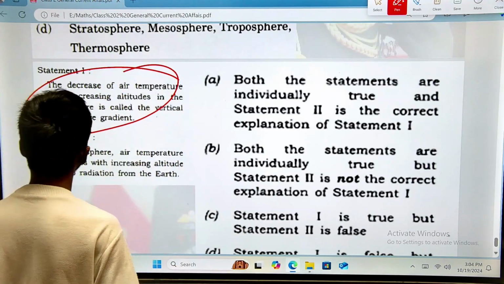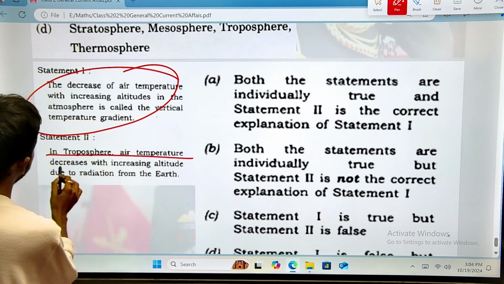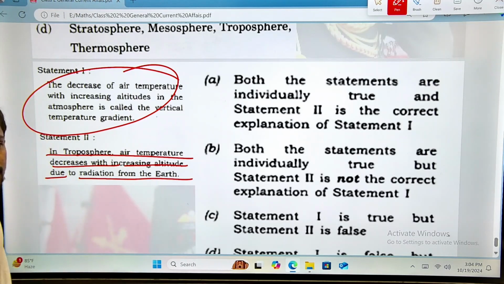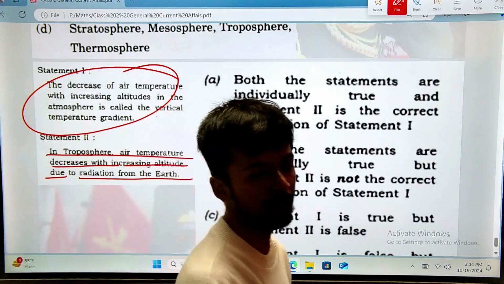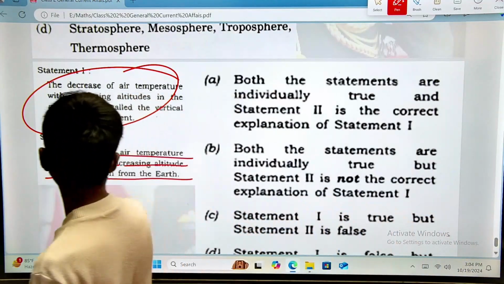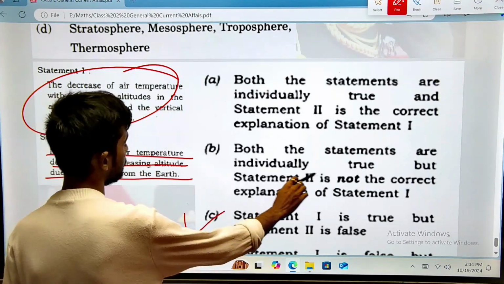The first statement is obviously correct. In the troposphere, air temperature decreases with increasing altitude due to radiation from the earth. This statement is correct in that temperature decreases with increasing altitude, but it is not due to radiation from the earth. It is the radiation from the sun, UV, and the radiation is reflected by the earth. So this statement is wrong. So only statement 1 is correct. The option will be: statement 1 is true, but statement 2 is false.